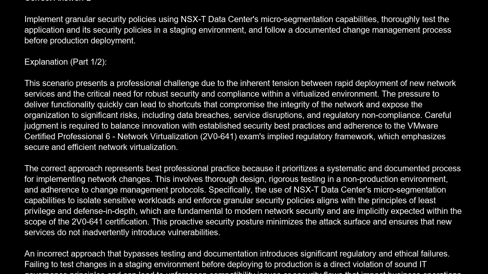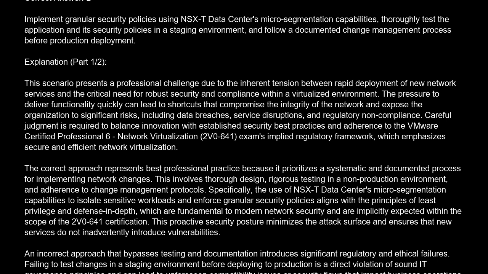Thoroughly test the application and its security policies in a staging environment, and follow a documented change management process before production deployment. Explanation. This scenario presents a professional challenge due to the inherent tension between rapid deployment of new network services and the critical need for robust security and compliance within a virtualized environment. The pressure to deliver functionality quickly can lead to shortcuts that compromise the integrity of the network and expose the organization to significant risks, including data breaches, service disruptions, and regulatory noncompliance.